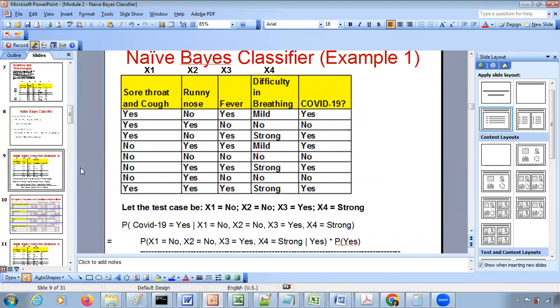And each of these have their own values. So again, the features could have more than 2 values. Here, the first 3 features have only 2 values, whereas difficulty in breathing has 3 values: mild, no, and strong.